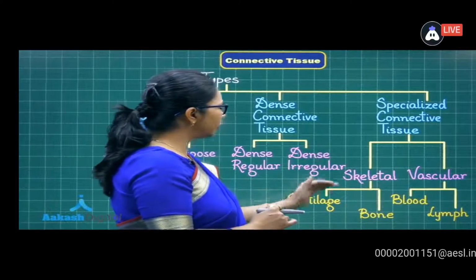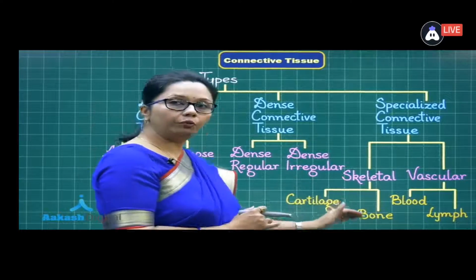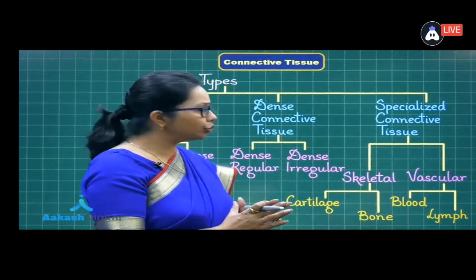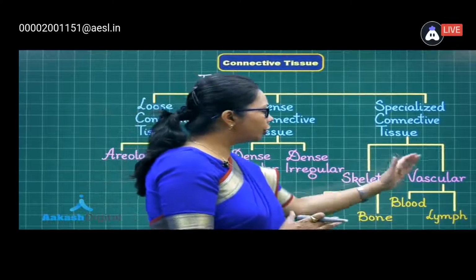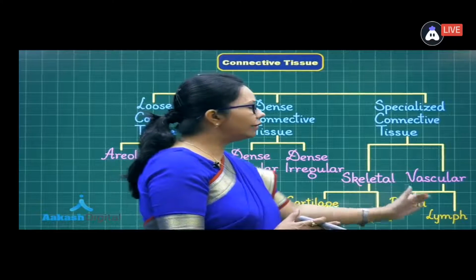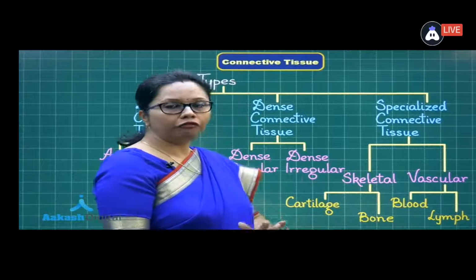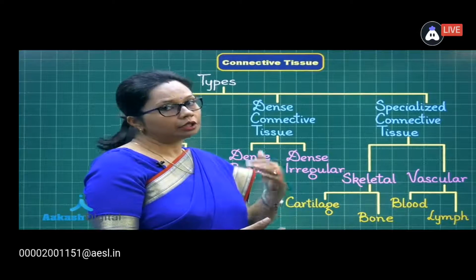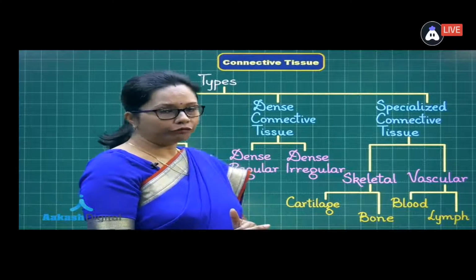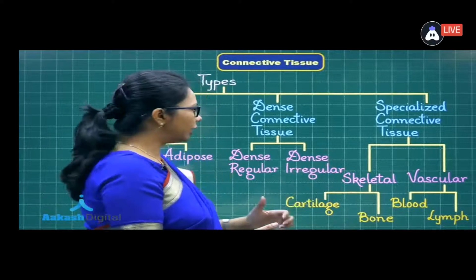And in the skeletal connective tissue we will study cartilage and bone, that is the component of our endoskeleton, and in the fluid or the vascular connective tissue, the blood and the lymph. However, these two components, the blood and the lymph, we will be doing in the chapter on circulation of body fluids and not in this particular chapter.